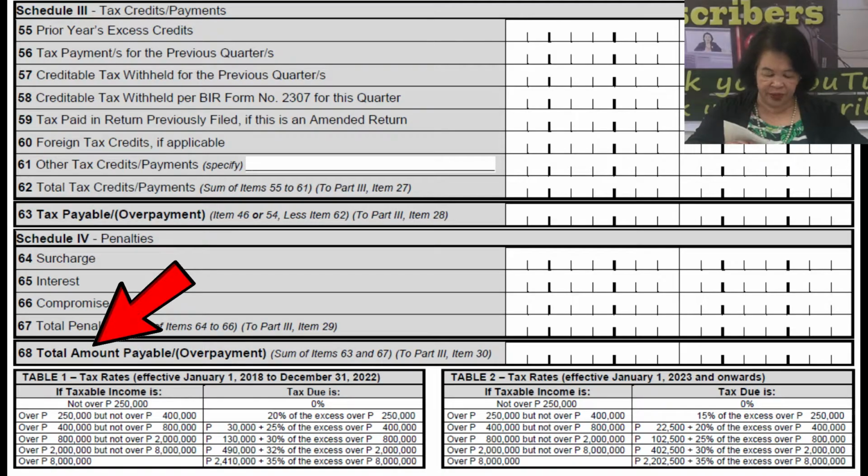So nakalagay po dyan dito po sa penalties, pinapakompute po yan sa BIR kasi meron po silang schedule dyan, no? Na nasa kanila. So, papakompute po muna sa kanila yung mga penalties na yan para permahan nyo ng officer of the day, saka pa lang po yung tatanggapin ng bangko.